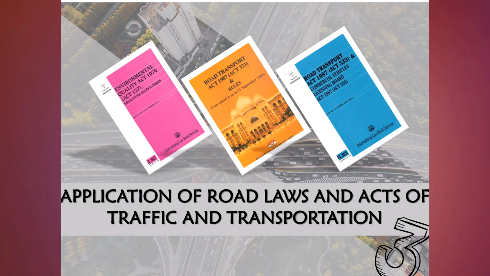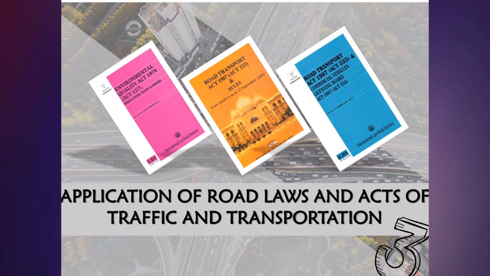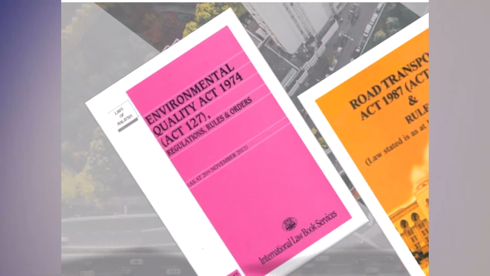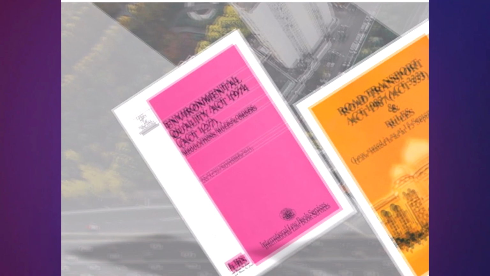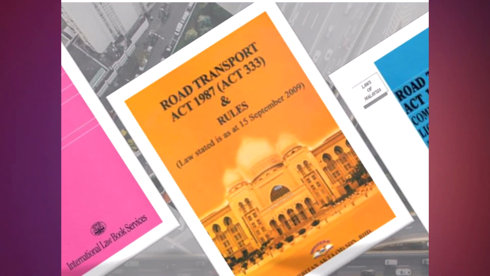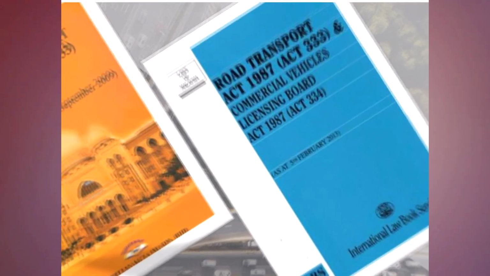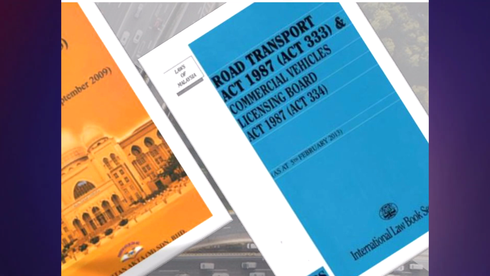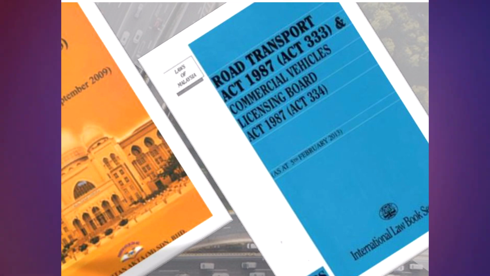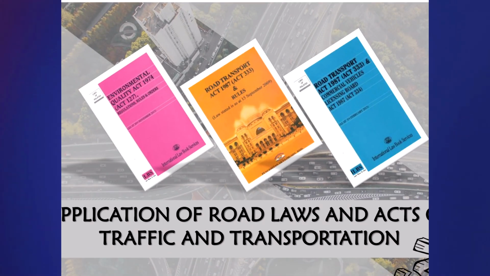So here you can see the 3 acts that we will be discussing under this topic. The first one is the Environmental Quality Act 1974. The second one is the Road Transport Act 1987, Act 333, and also the rules. And the third one is Road Transport Act 1987, Act 333 for commercial vehicles and licensing boards. So these are three of the examples of the laws and acts of traffic and transportation in our country.